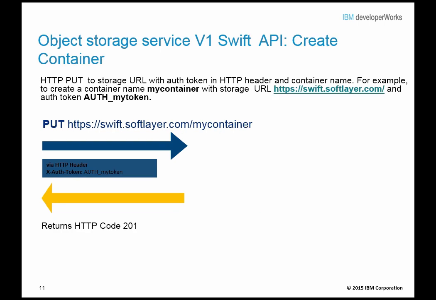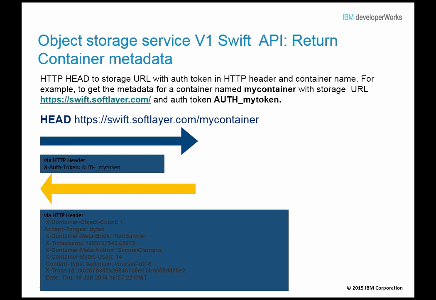Creating containers is done via HTTP PUT. The storage URL and auth token returned from the authentication operation are used in a PUT operation that also provides the container name. A 201 HTTP code is returned on success. Container metadata is returned via HTTP HEAD. The storage URL and auth token returned from the authentication operation are used in a HEAD operation that also includes the container name. A 204 HTTP code, no content, is returned on success, and the metadata is returned in the HTTP header.